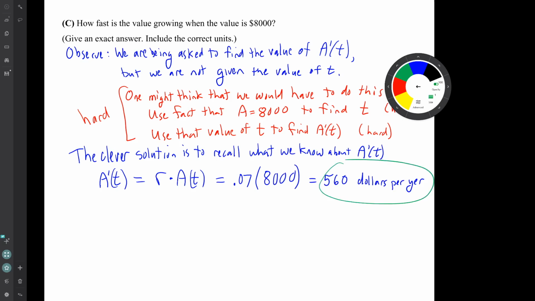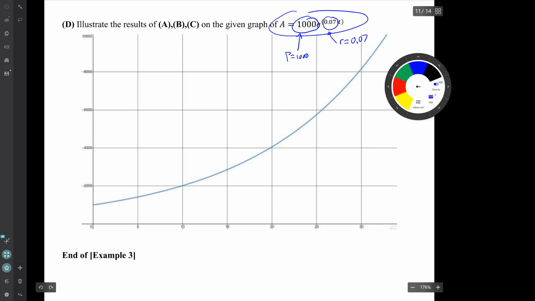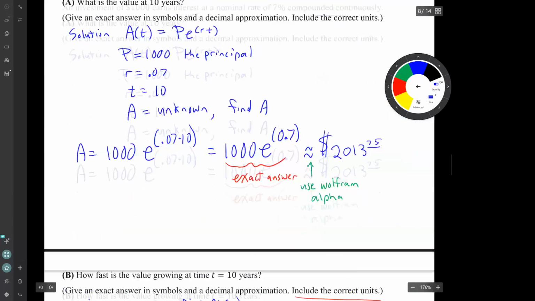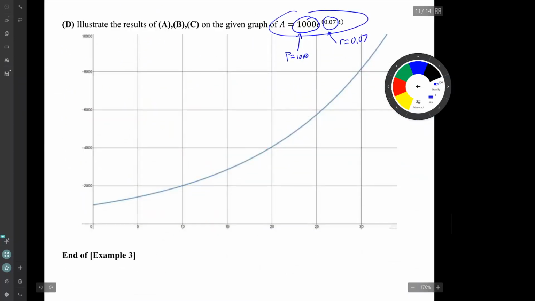Go down to question D. Question D says to illustrate the results of questions A, B, C on the given graph of that equation. That's the equation for the account balance for an account with continuously compounded interest where the value of P is 1,000 and the value of little r is 0.07. Okay, well, let's go back up and review our results. In question A, we found the value at 10 years, and we found that it was roughly $2,013. Well, that's going to be illustrated by putting a point on this graph.